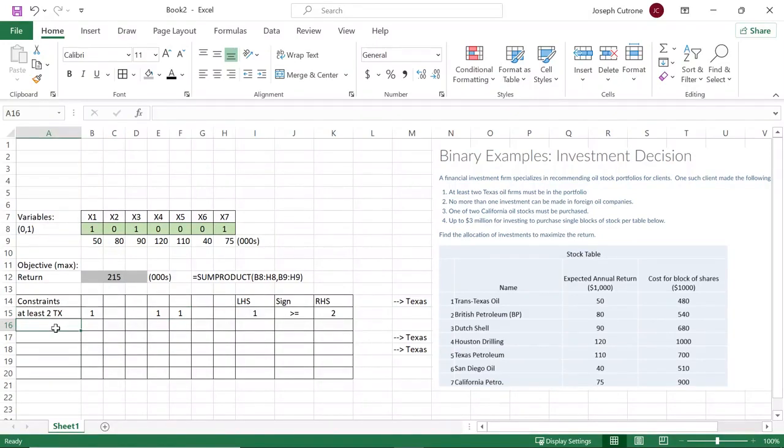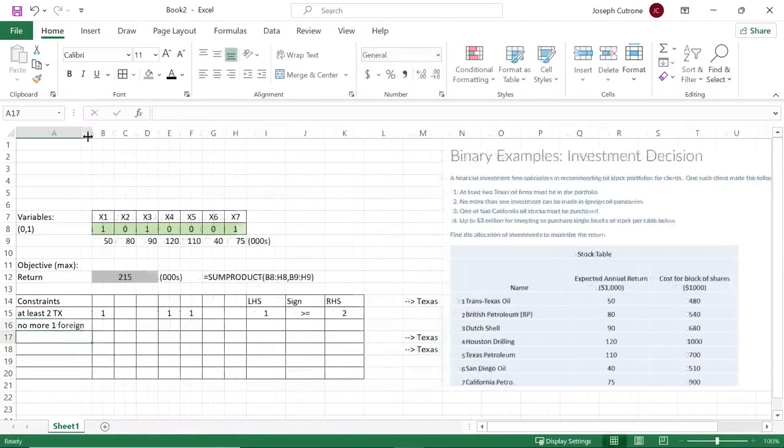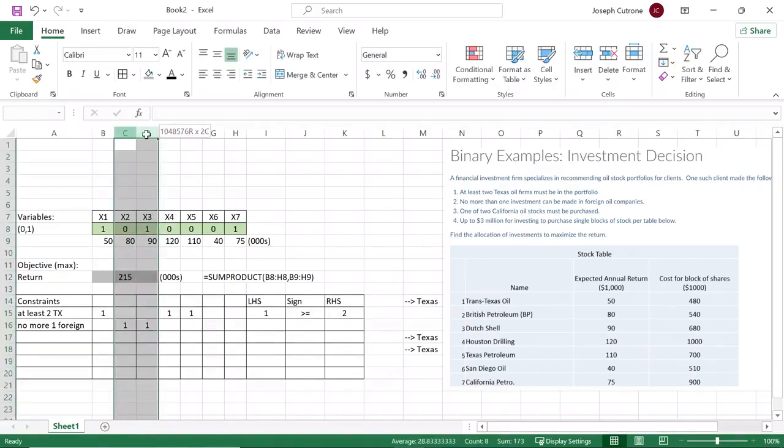So that's the first one. If you want, pause the video and see if you can get 2, 3, and 4 for your constraints as we go. All right, constraint number 2, no more than 1 investment can be made in foreign oil. So no more than 1 foreign. So now we have to think of ourselves, which ones are foreign oils? There's 2 of them here, British Petroleum and Dutch Shell. These are your 2 foreign oils. So we'll keep track of if X2 and X3 variables are turned on. And it says no more than 1.